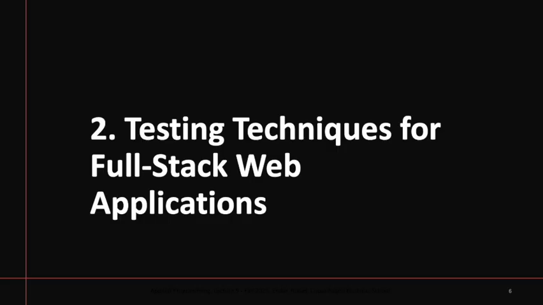In this part of the course, we'll cover the fundamental testing techniques that you'll use in your full stack applications. We'll look at unit testing, integration testing, and end-to-end testing. By the end of this lecture, you'll understand what each type of test does, when to use it, and how to implement it in both your ASP.NET Core backend and Angular frontend. Don't worry, we'll keep everything practical and focused on what you actually need to build reliable applications.